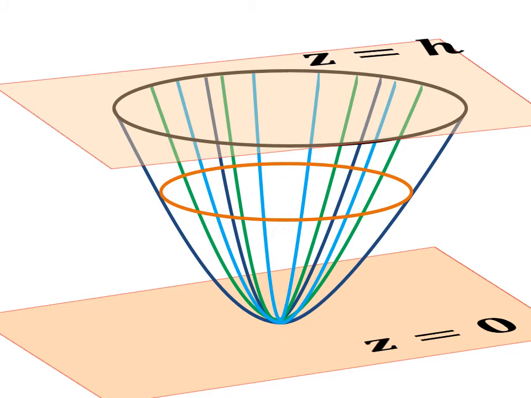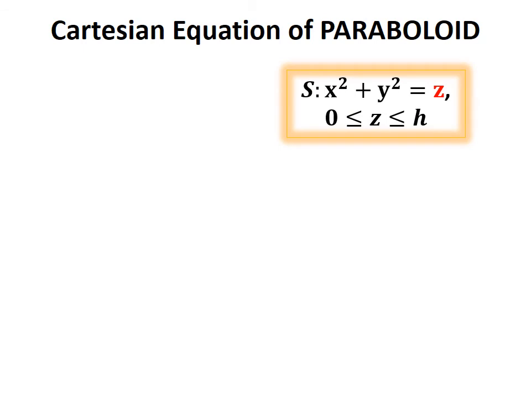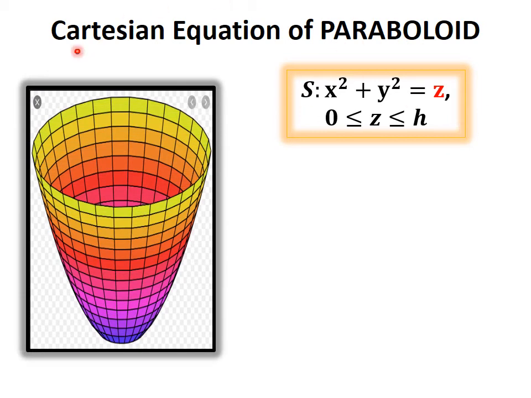First we will see how to represent the Cartesian form of this paraboloid and how to convert it to the parametric form. The Cartesian equation of the paraboloid is x square plus y square equal to z, where z varies from 0 to h. We are stacking a pair of parabolas and circles from the z equal to 0 plane to the z equal to h plane. How do we justify that this represents the paraboloid, a bowl shaped surface?